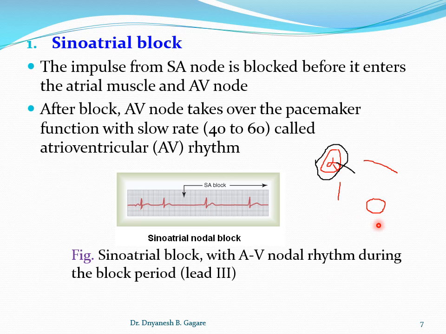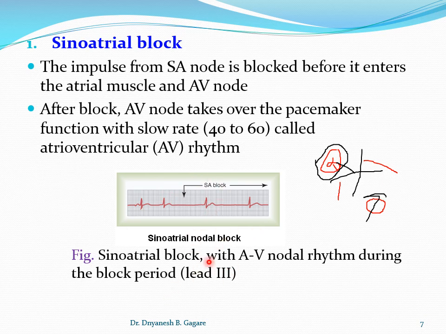Okay, but the only difference is that the rate of generation of the impulses remains 40 to 60 beats per minute, and that is called the atrioventricular rhythm. Okay, so here if it is blocked, then what happens is, here the block is here and the impulse is not going to the AV node. So the AV node generates the impulse, and here only the rate decreases, and that is called the sinoatrial block.